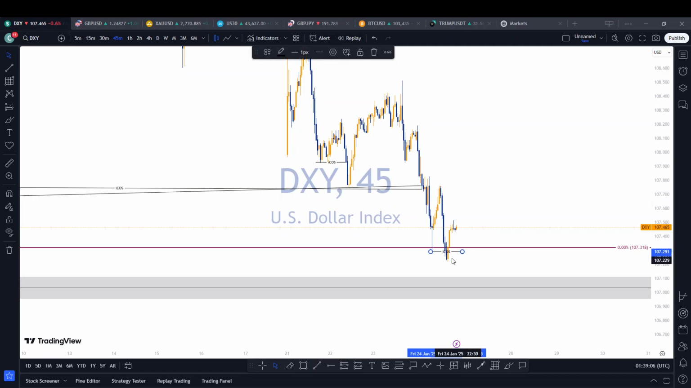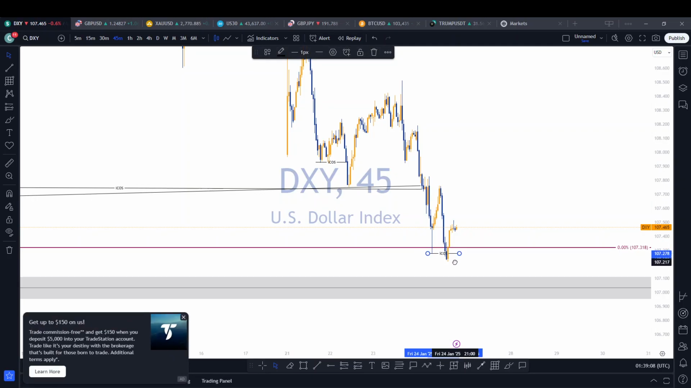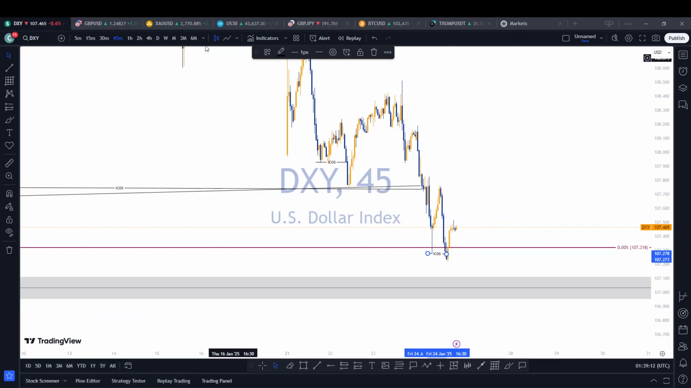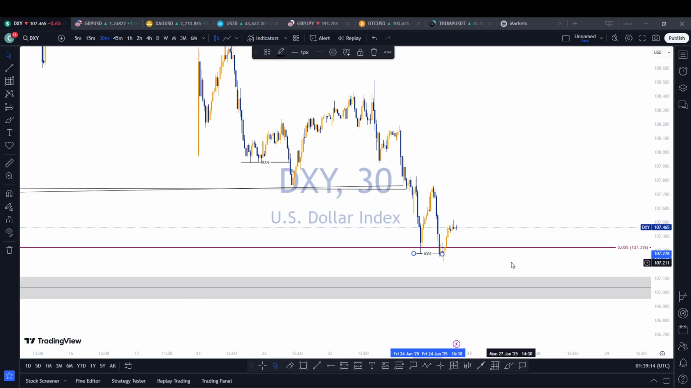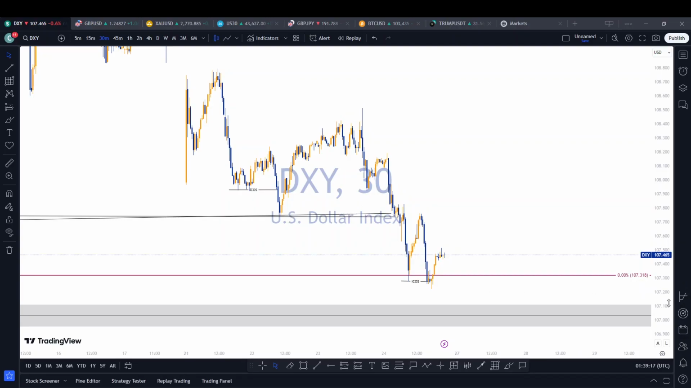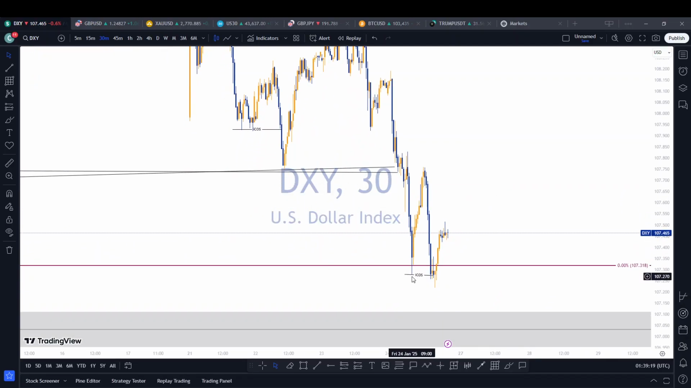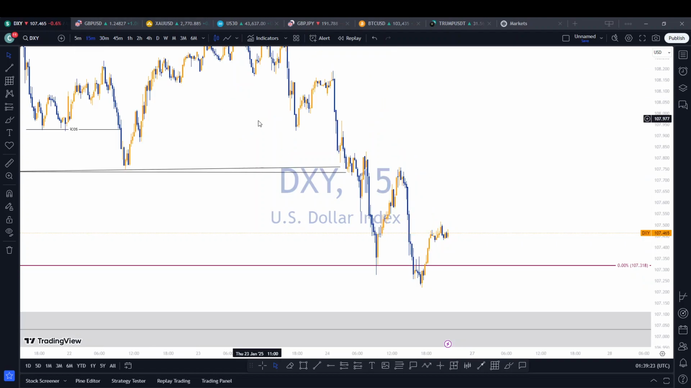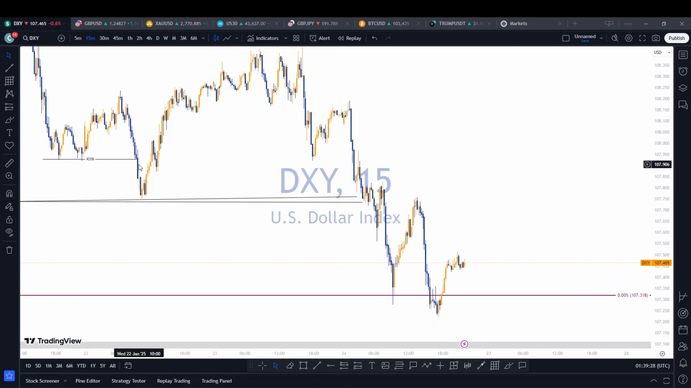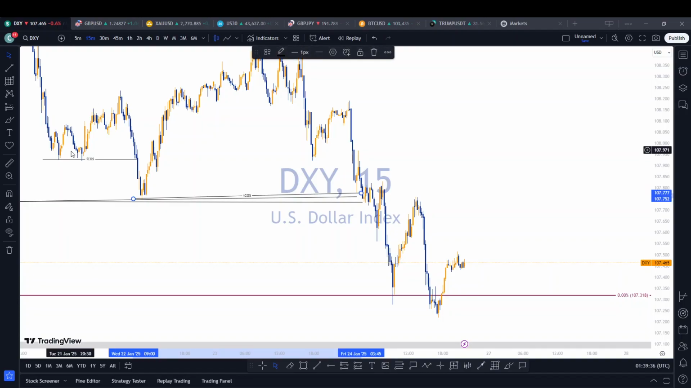Right, this is also a tiny one, but it broke it because you can see if I go to a smaller time frame, like the 30-minute time frame. Yeah, it's not that good though, so I think I'm just gonna take it out. Let's see my 15-minute time frame. So we have the main break of structure here. That's the main one.